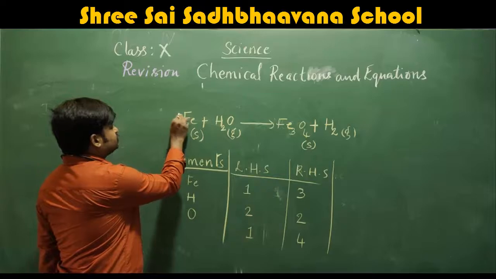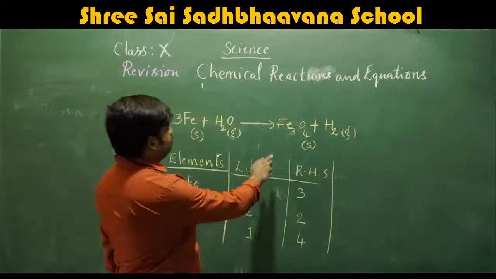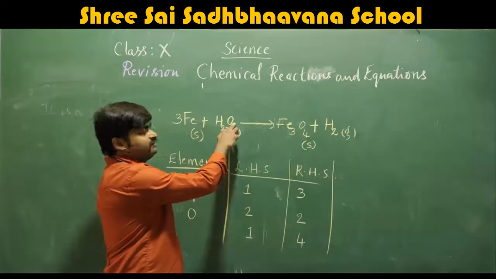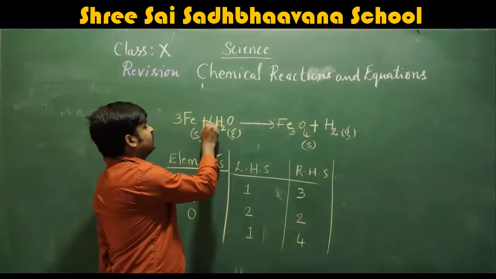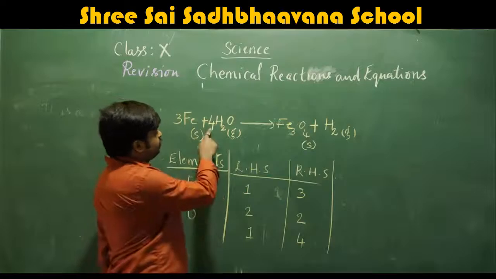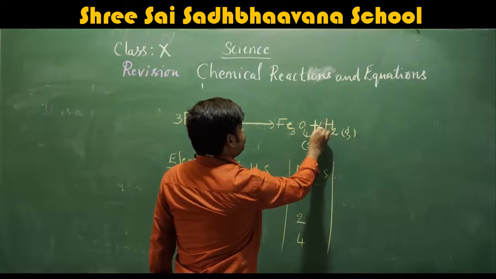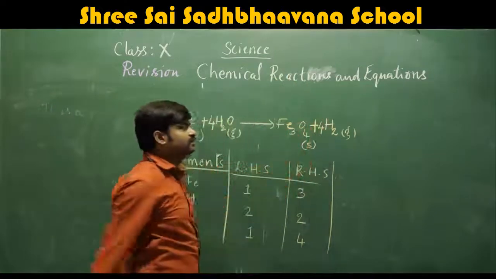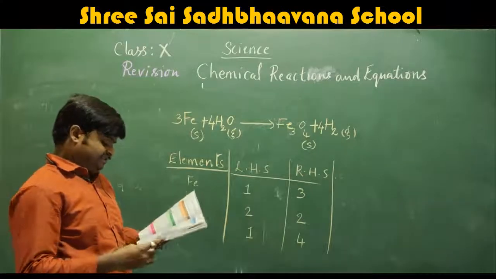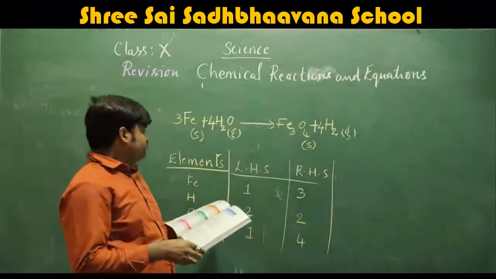I write here 3. Okay. Next, here oxygen is 4, but here only 1 is there. Therefore, we have to write here 4. Okay. Now I have written 4 here, but here only 1 is there. Therefore, we need to write 4. Okay. Now the equation is balanced. Is it clear? Now the equation is balanced.